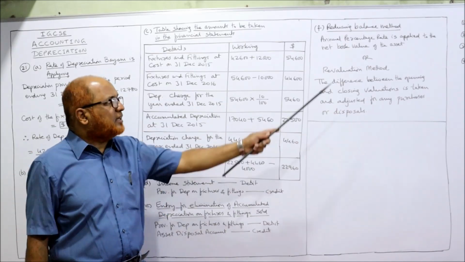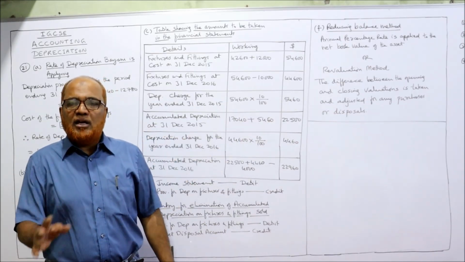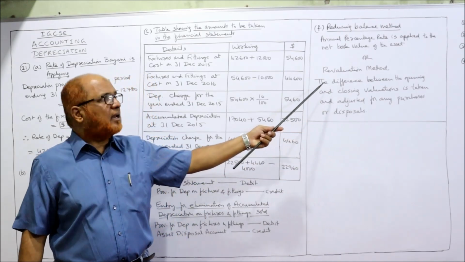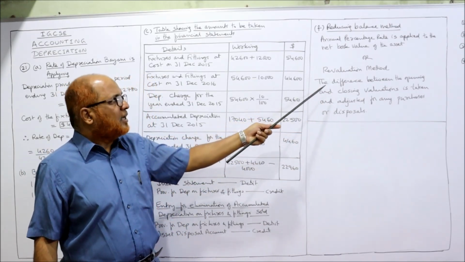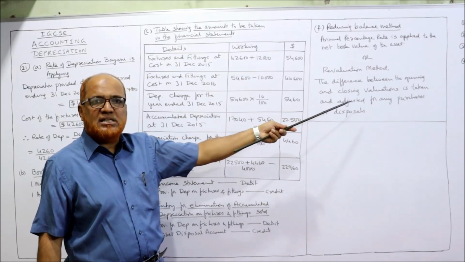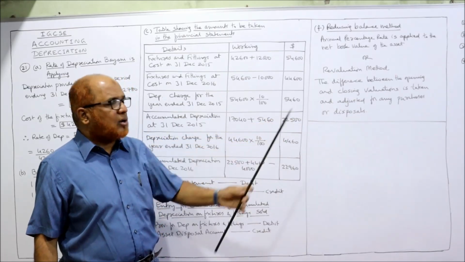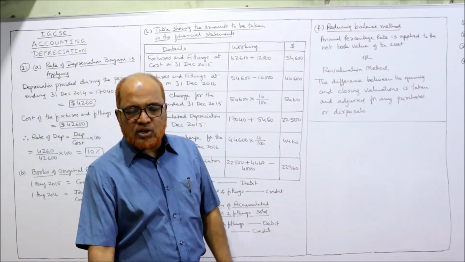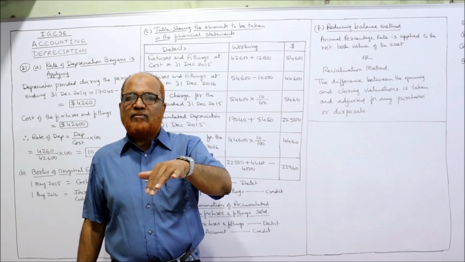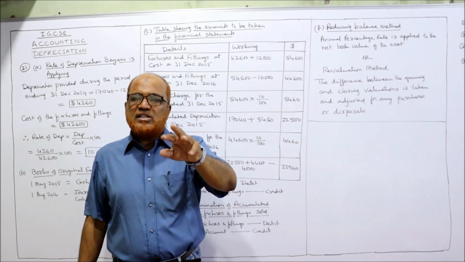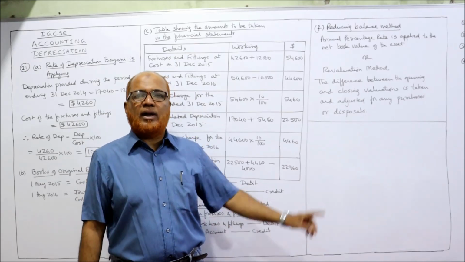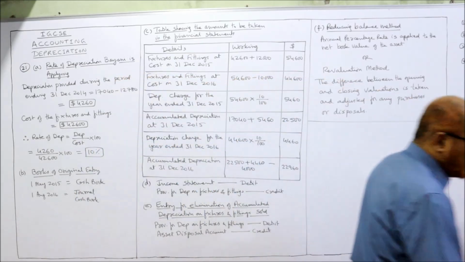Or one more method is the revaluation method. In the problem it is asking you only one method, but I am writing two methods so that you can remember. Revaluation method. The difference between opening and closing valuations is taken and adjusted for any purchases or disposal. So in revaluation method, we compare the opening value with the closing value. Whatever is the difference between opening and closing value, that is the depreciation according to revaluation method.